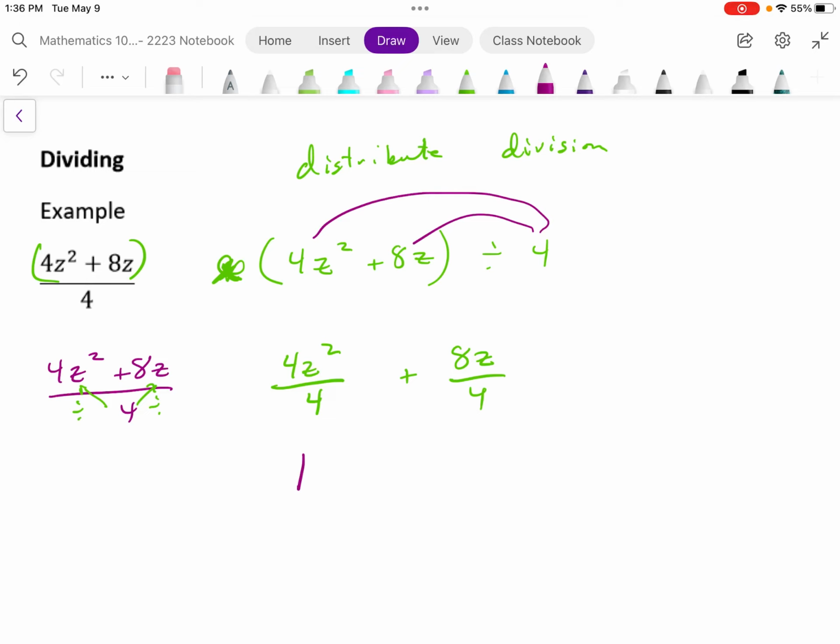Now, here, I'm going to take a look at 4z squared divided by 4. I only divide the constant with other constants. The z squared stays as it is. Now, here my coefficients are 8 divided by 4. We know that's 2. And the variable sticks along. So my final answer is z squared plus 2z.